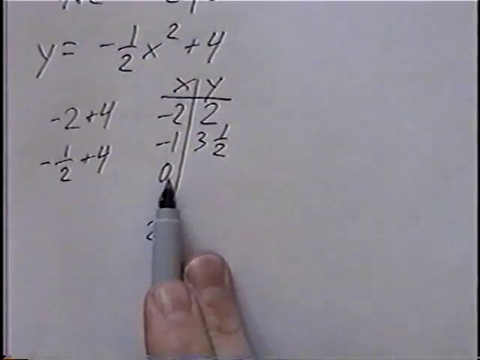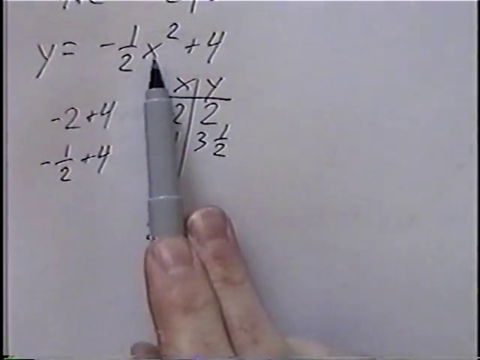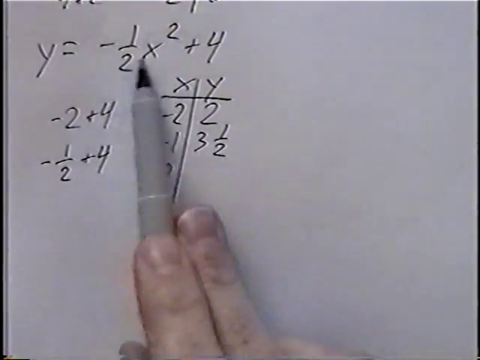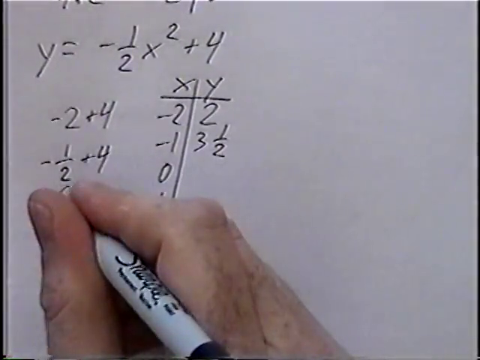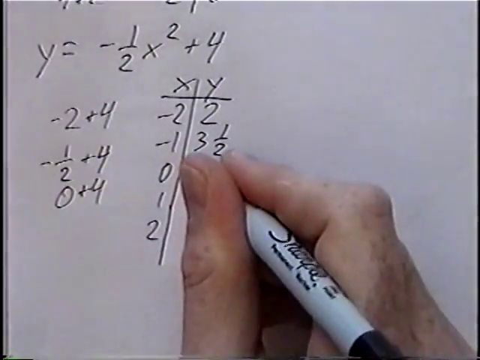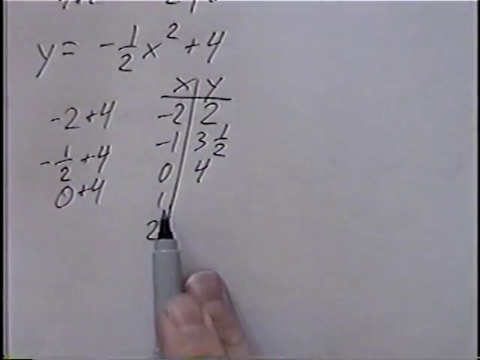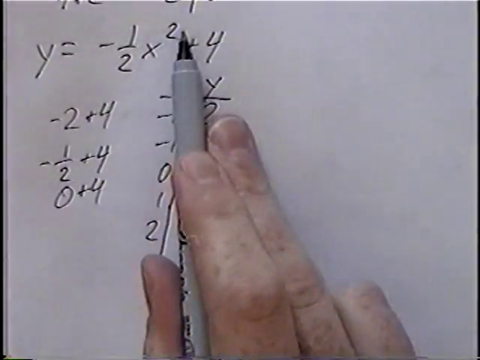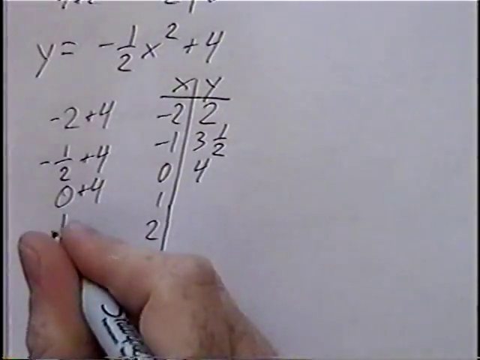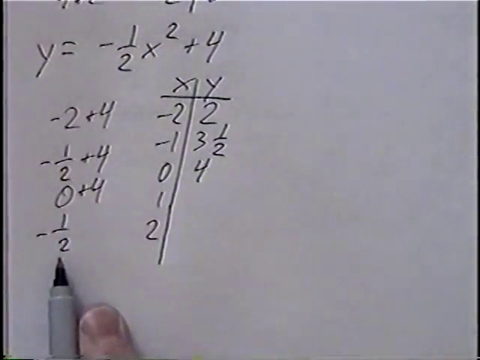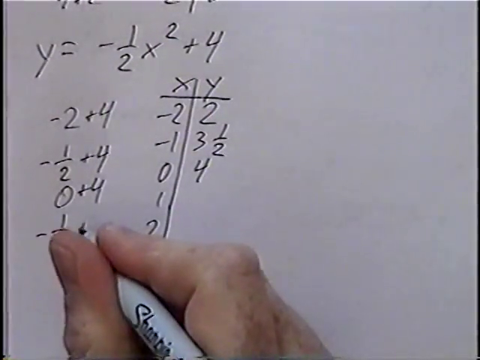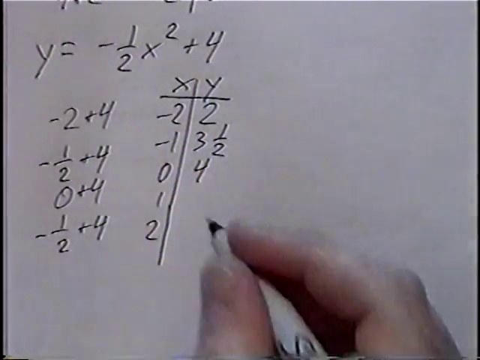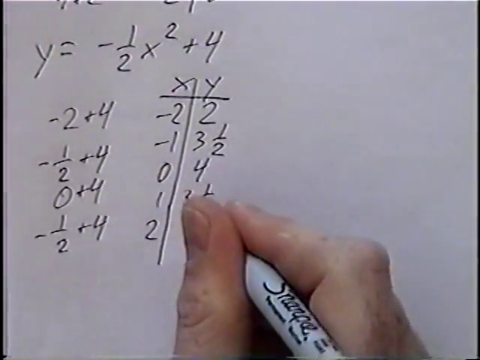Plugging a 0 in. 0 squared would be 0. Half of 0 would still be 0. -0 would still be 0. And adding 4 to that would be +4. Plugging a 1 in. 1 squared would be +1. Half of 1 would be 1/2. And that negative out front makes it -1/2. Plus 4. And again, it's the same thing as 4 minus 1/2, which would be 3.5.